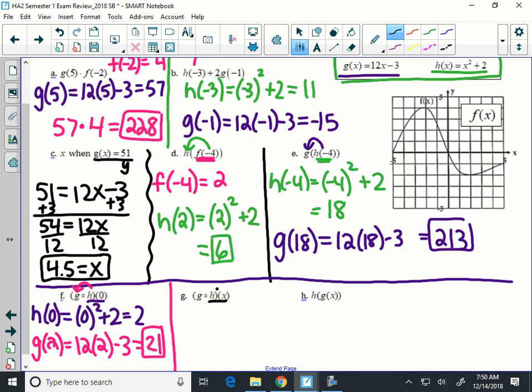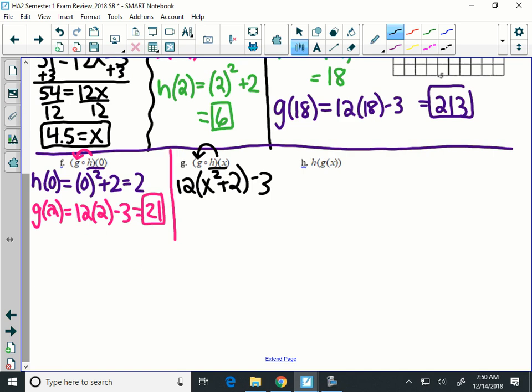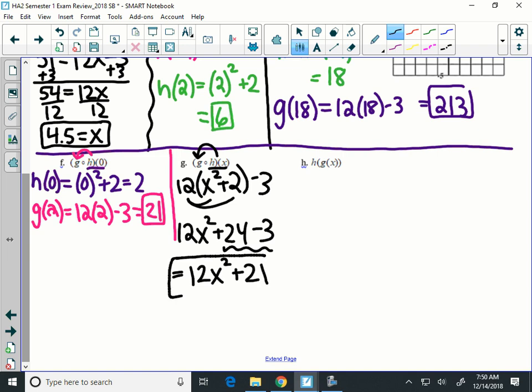So here, you're going to take the function of H and put it into the function of G. So up here, I'm taking this x squared plus 2 and putting it into x for g. So you would have 12 times x squared plus 2. And then don't forget to put that minus 3 on the end. To simplify this, you're going to distribute the 12 to both terms, which would be 12x squared plus 24 minus your 3. You can combine these like terms here, and your final answer is 12x squared plus 21. That is the new function you've created called g of h of x.